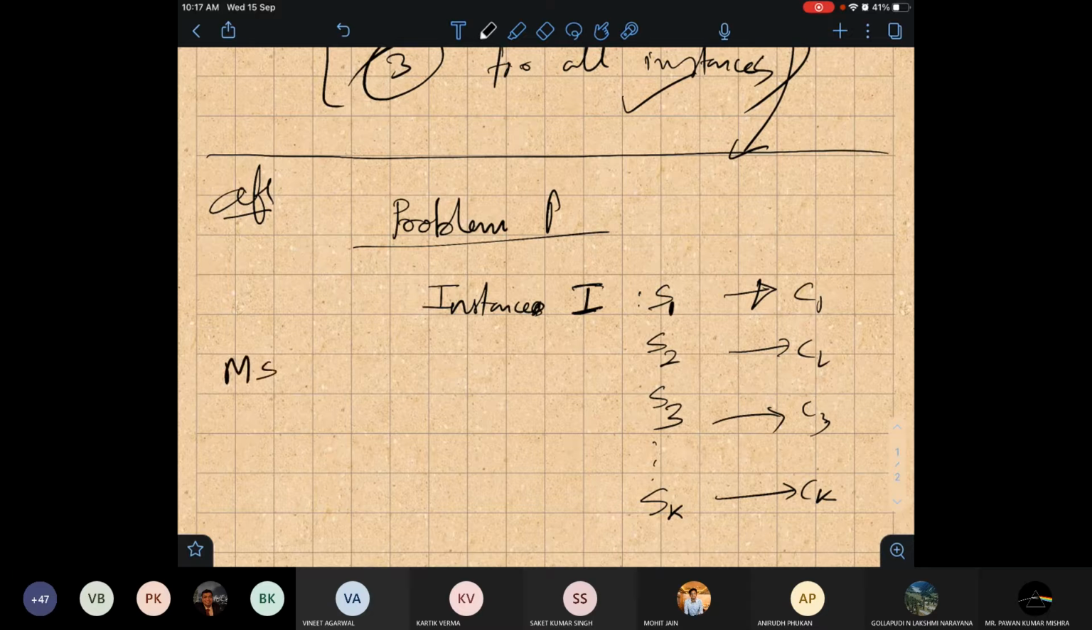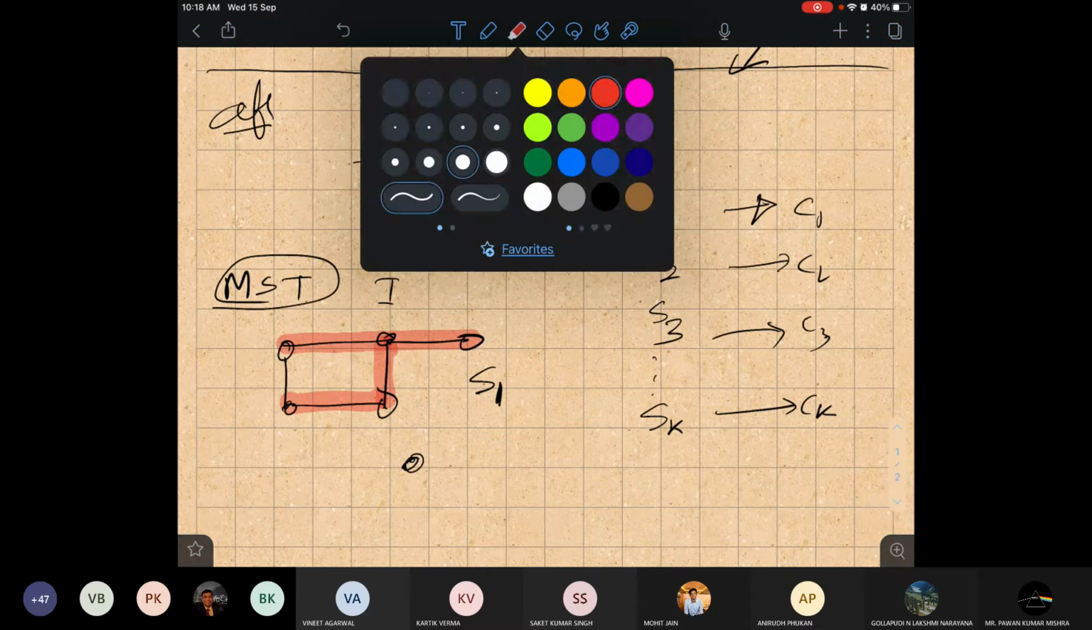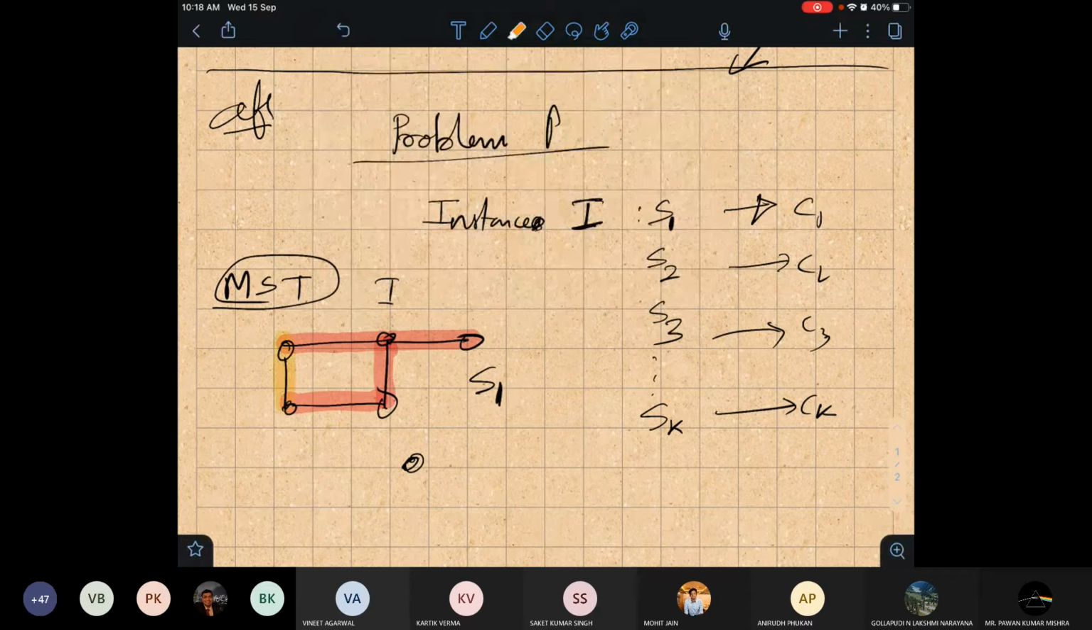Suppose we take a problem called minimum spanning tree. What is this problem? Given a graph, we need to find a spanning tree. Suppose this is a graph, a particular instance. This is one spanning tree, say S1. This is a solution. Another possible solution could be the yellow one. Suppose this is S2.